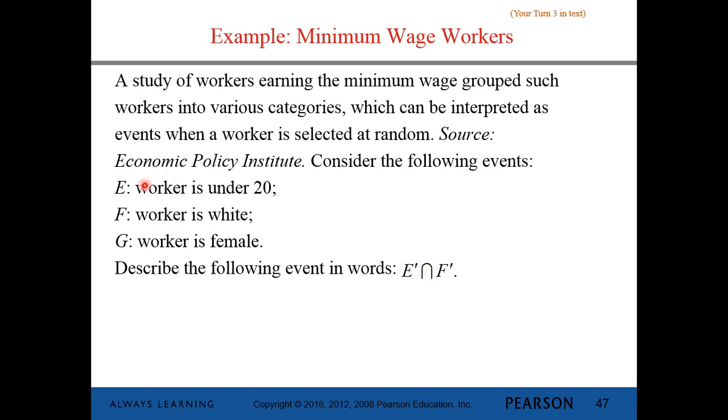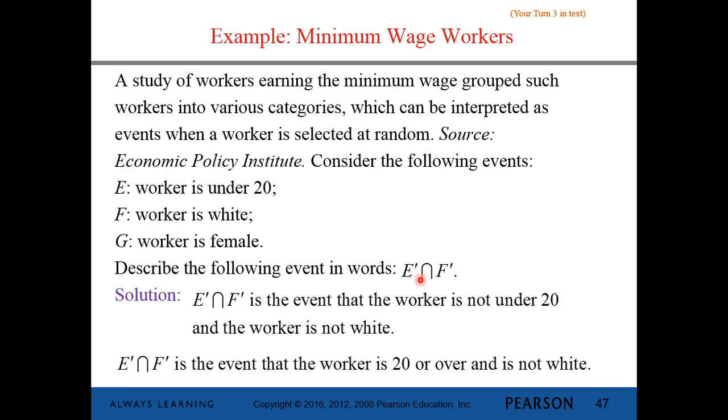So what is not E? That means the worker is not under 20. Not F is that the worker is not white. So it says this is the event that a randomly selected worker is both at least 20 and not white. Okay, and that's what we got.